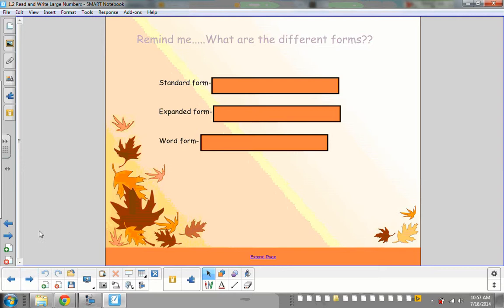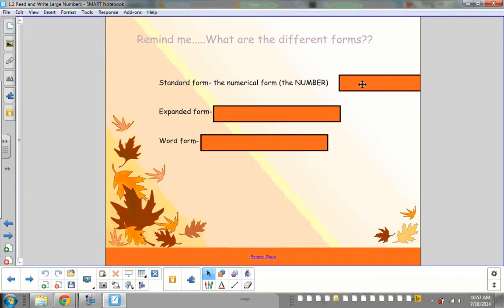Okay, if you can remind me, what are the different forms that can be used to express a number? Think about that for a moment. Okay, what is standard form? Standard form is the numerical form, or the number. So if Miss Burnley was to say 185, the standard form would be just like that, 185.